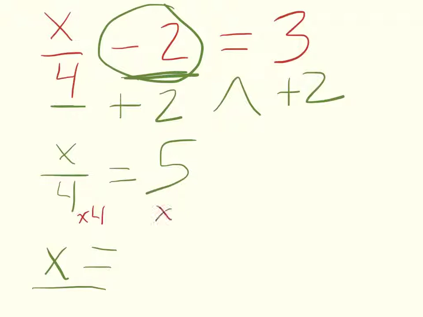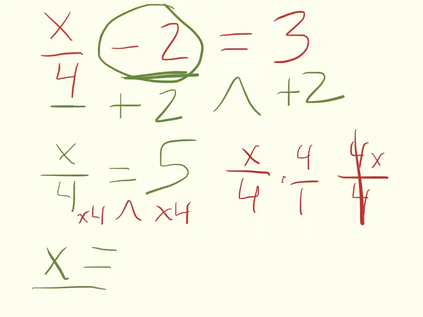I also have to take 5 times 4 because I have to balance out that equation. So if I have x divided by 4, and I multiply that by 4, essentially that's 4 over 1, I get 4x over 4, where those 4's cancel out, and now I'm just left with x. And then I take 5 times 4, and that equals 20.